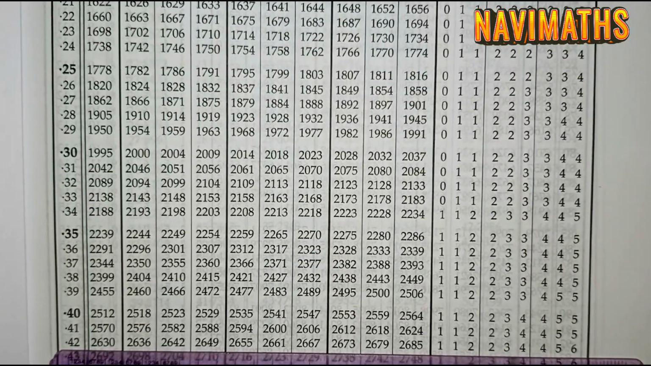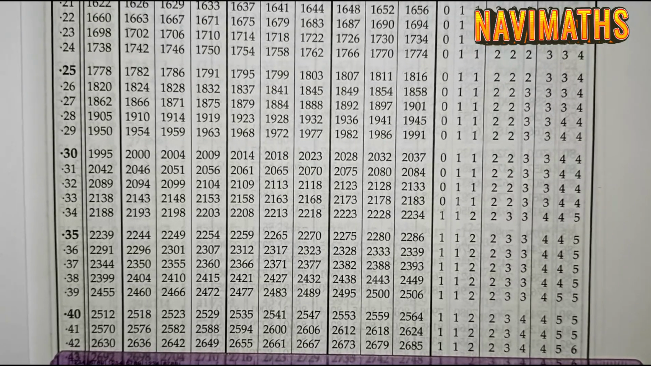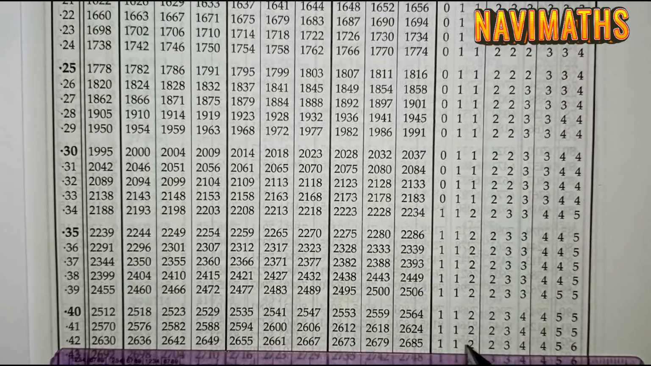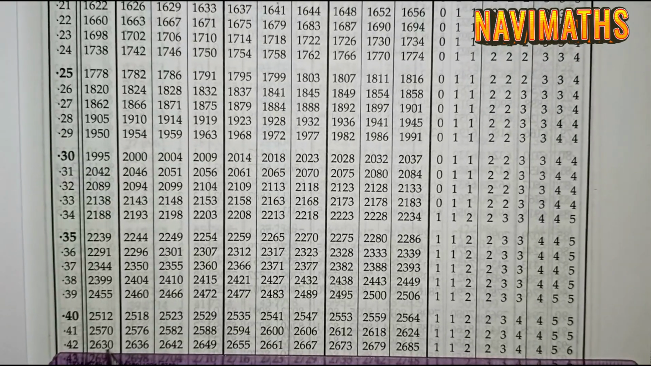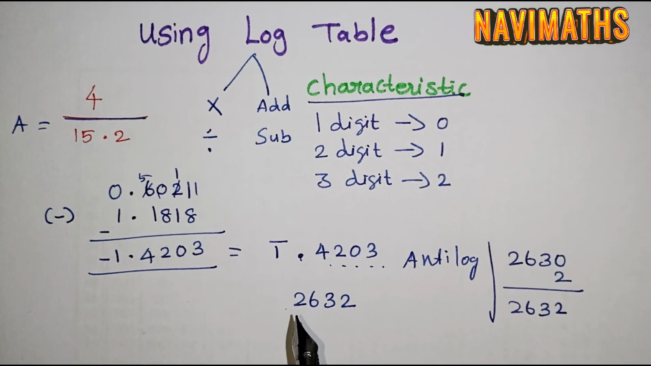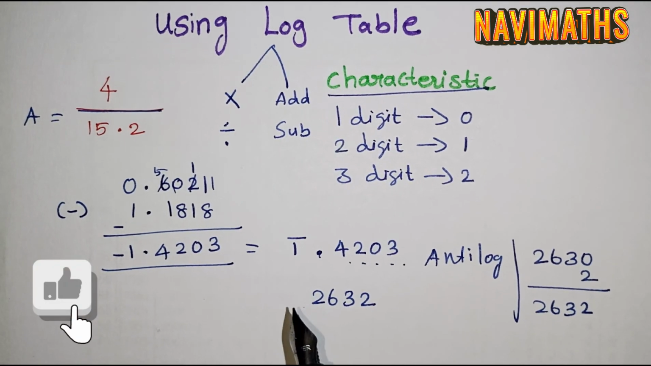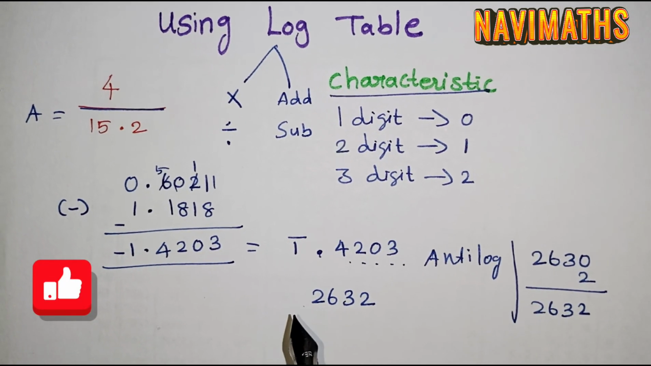So this is a mean difference column. The small numbers are 1, 2 and 3. For 3 we are getting 2. This 2 should be added to 2630. Finally, we should decide where we have to keep the dot. After 1 digit, 2 digit or 0 point, we should make it.